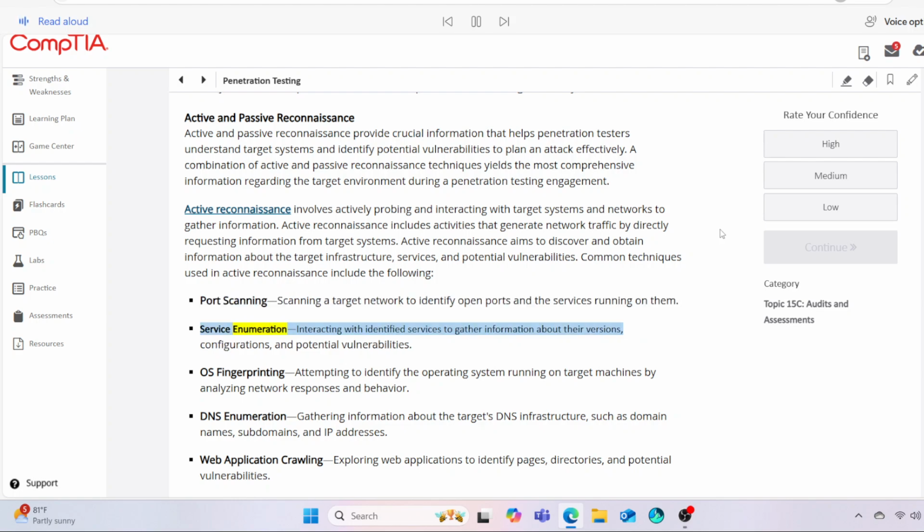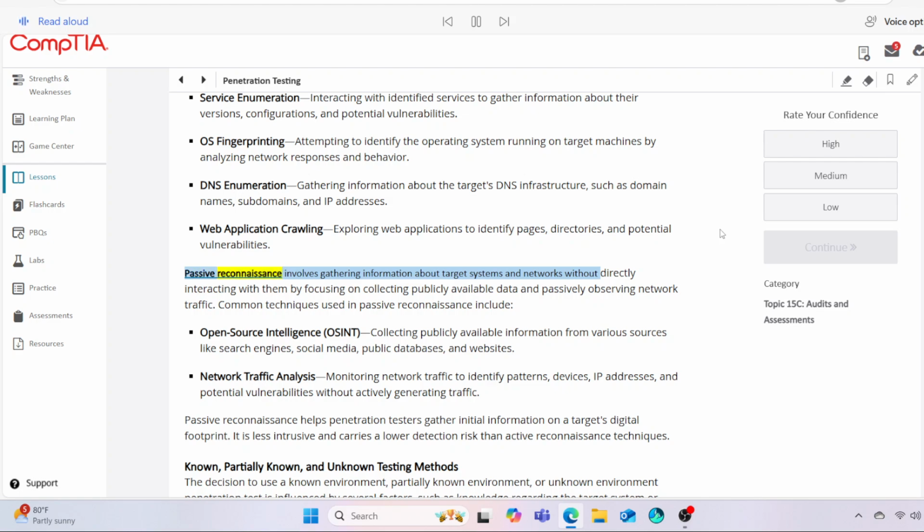Service enumeration, interacting with identified services to gather information about their versions, configurations, and potential vulnerabilities. OS fingerprinting, attempting to identify the operating system running on target machines by analyzing network responses and behavior. DNS enumeration, gathering information about the target's DNS infrastructure, such as domain names, subdomains, and IP addresses. Web application crawling, exploring web applications to identify pages, directories, and potential vulnerabilities.